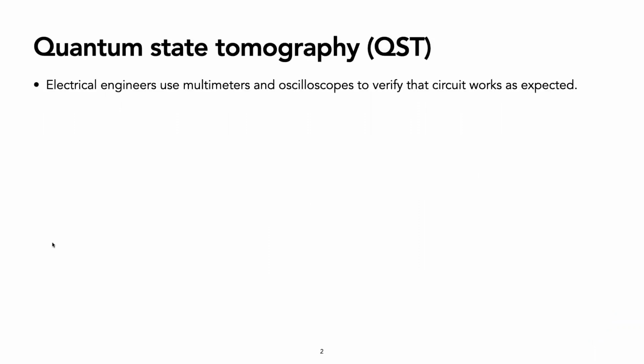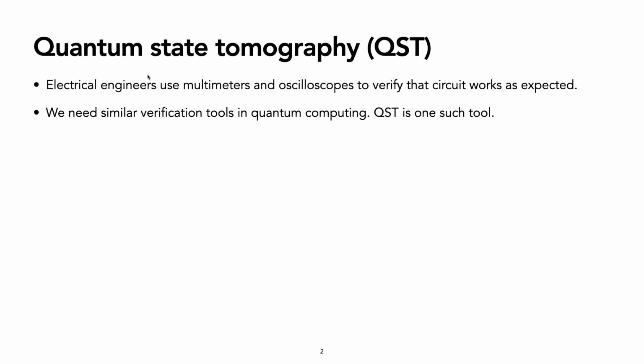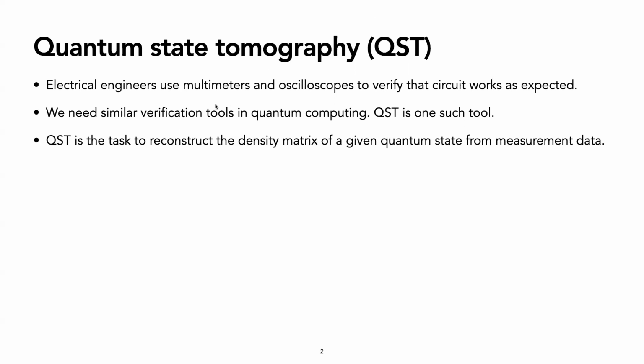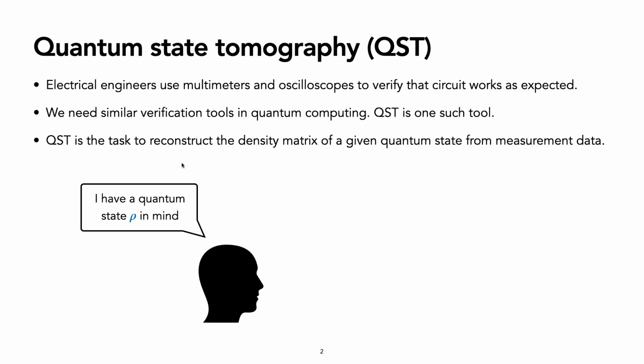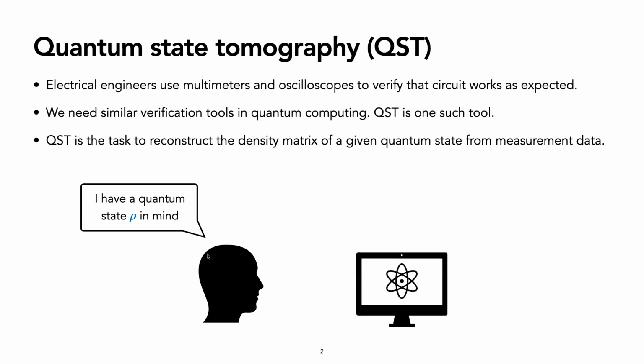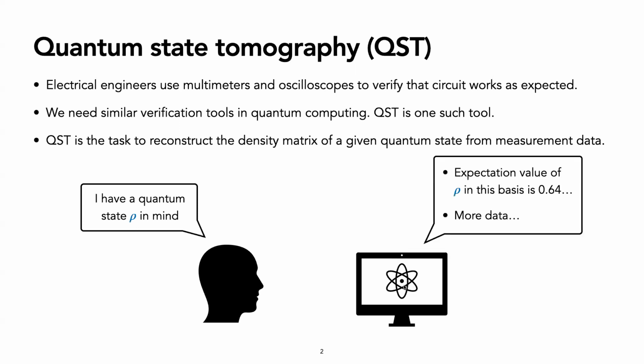Just like in building classical computers, where electrical engineers use multimeters and oscilloscopes to verify that an electrical circuit works as expected, we need similar verification tools in building quantum computers. Quantum state tomography is one such tool. On a high level, we have a quantum state rho, and we prepare the same quantum state in this quantum computer, which produces a bunch of measurements. Using those measurement data, we can reconstruct an estimate of the original quantum state, and we want to see if that's close enough to the original quantum state we had in mind.